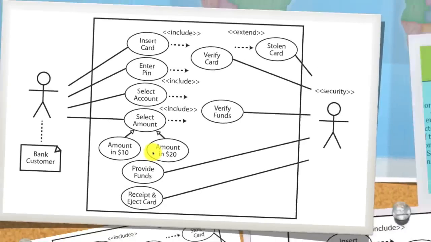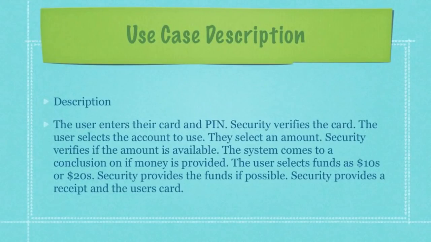So let's take a look at one of those. Now, whenever you create a use case description, one of the parts of that is going to be the description. I'm not going to read all this, but basically it goes over all the different things that your system's going to do, like the user enters their card and PIN, security verifies the card, the user selects the account to use, and so on.